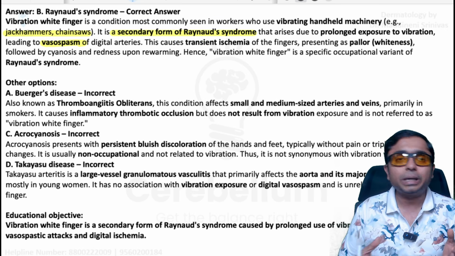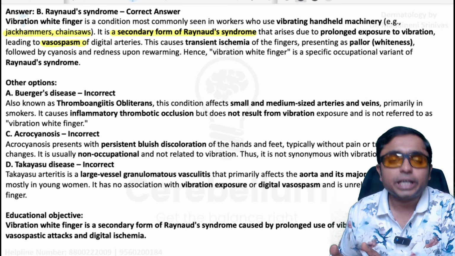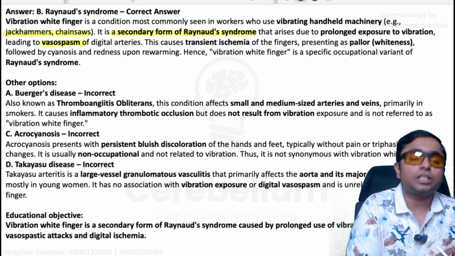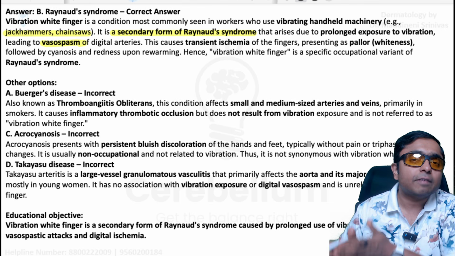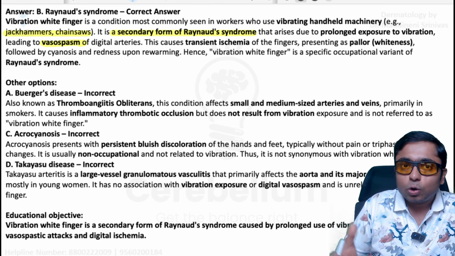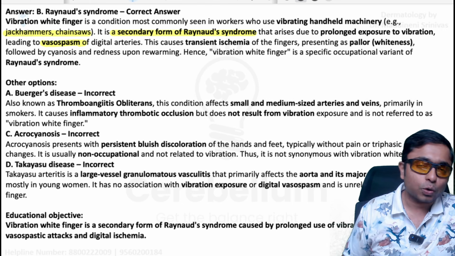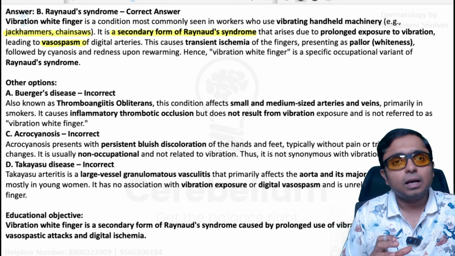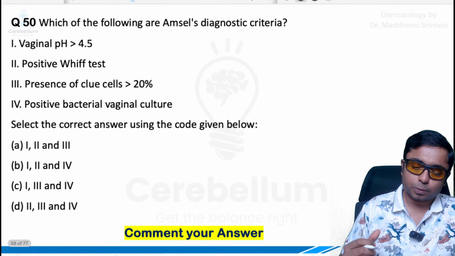There are going to be 3 important color changes. What are those color changes? Initially there is going to be whitish discoloration, followed by bluish discoloration, and finally reddish discoloration. This order, white, blue, red, we call Raynaud's phenomenon, and it is very classically seen in those who are using jackhammers and chainsaws.